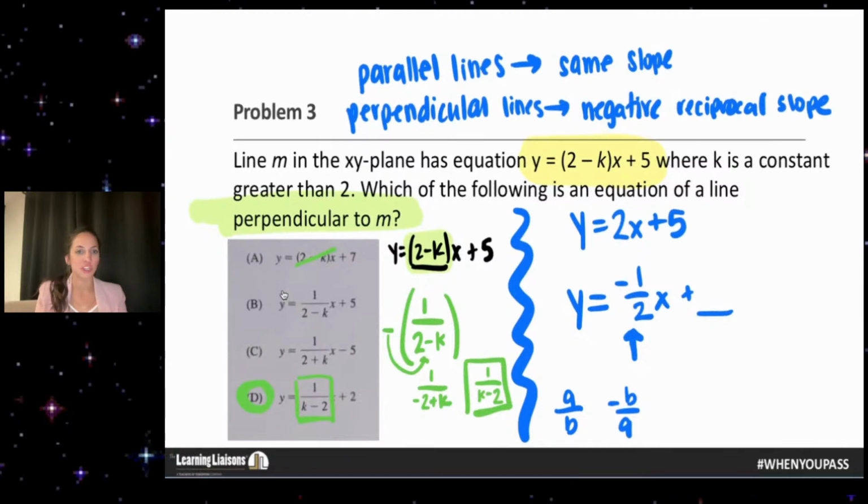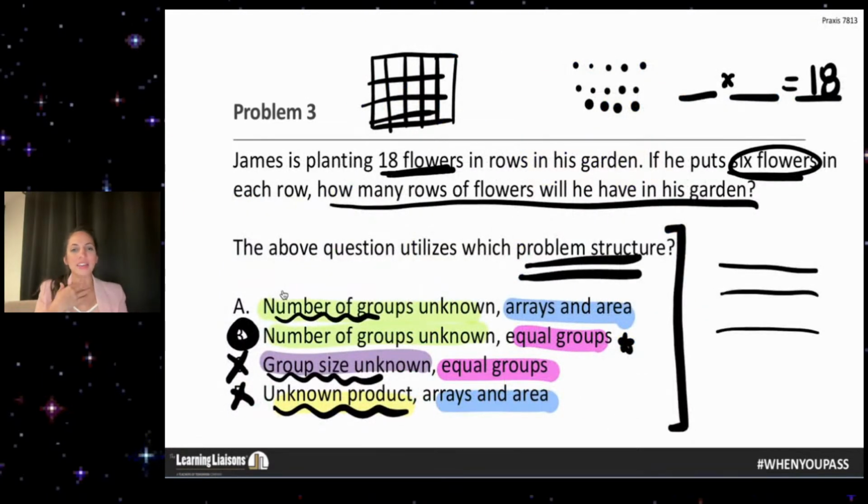Susanna, this problem was for you. I knew that you wanted some Praxis 7813, and this was absolutely a Praxis 7813 kind of problem.